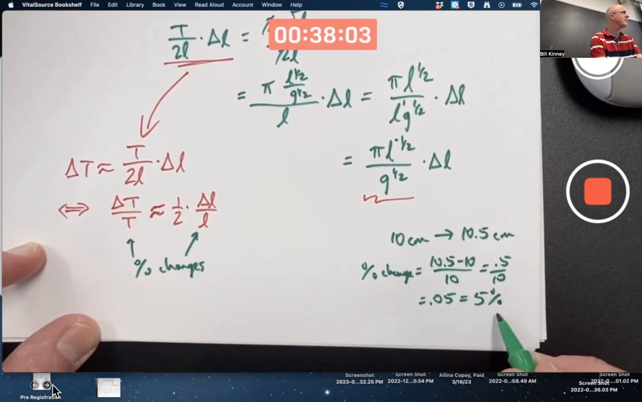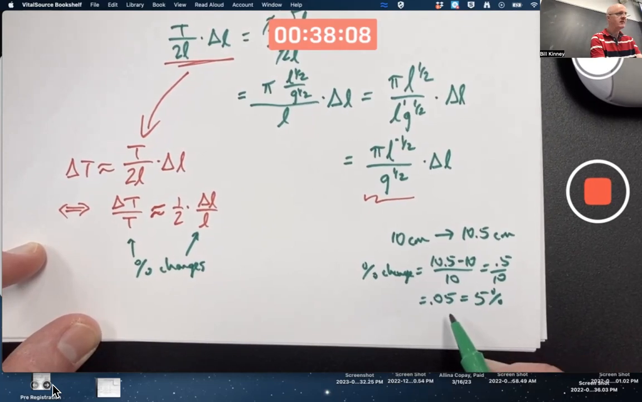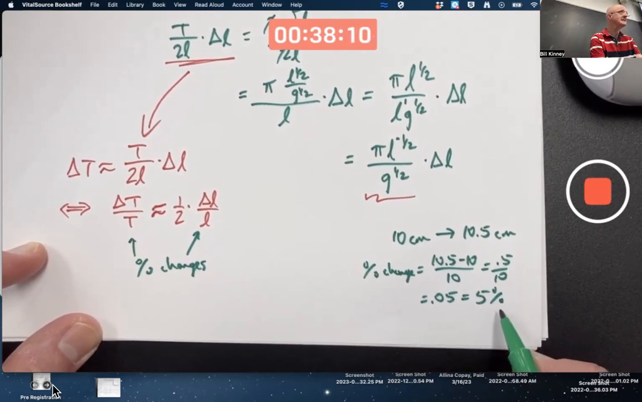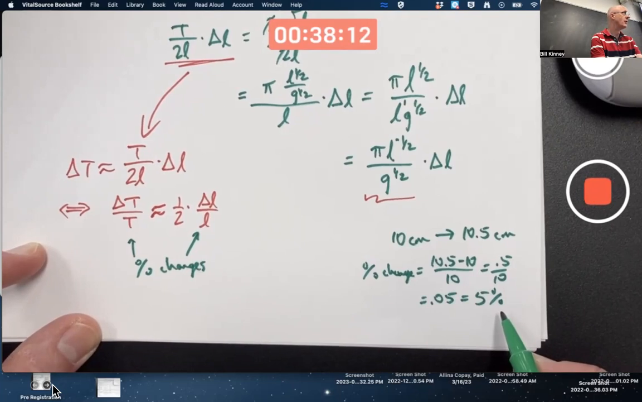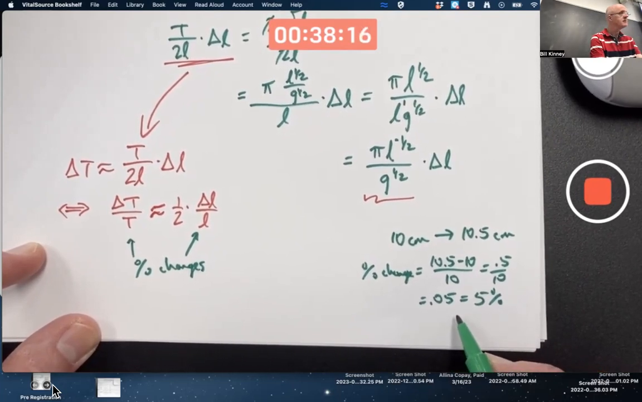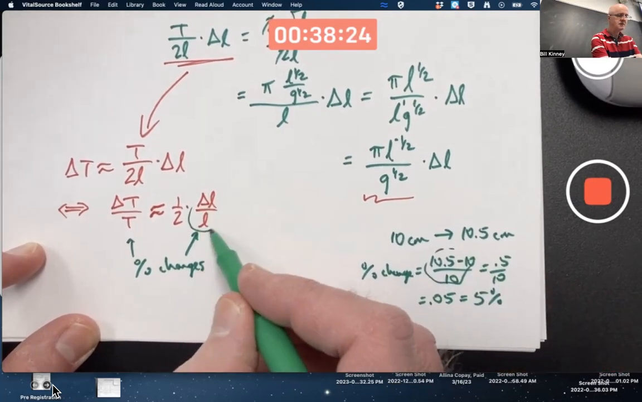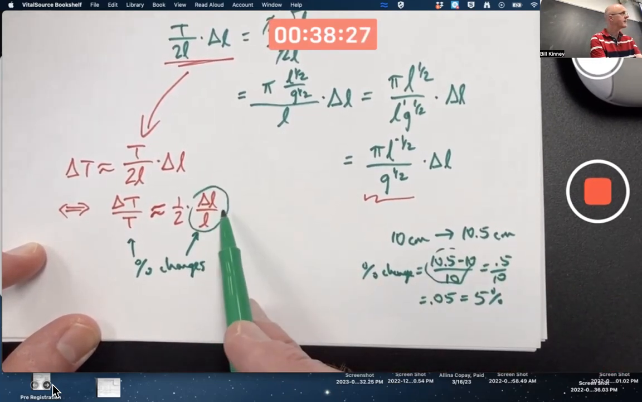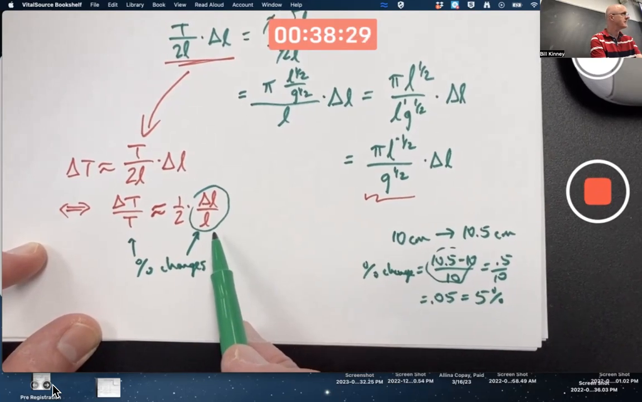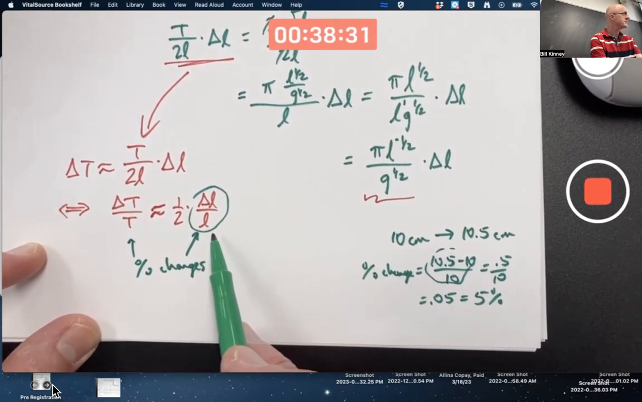Again, percent just means per 100. I think I've mentioned that before. So when you say 5% equals 0.05, it's because percent means per 100. It's just a shorthand symbol. It means 5 over 100, which is 0.05. Notice this fraction matches this fraction. It's the change in the length of the pendulum divided by the original length. L represents the original length.